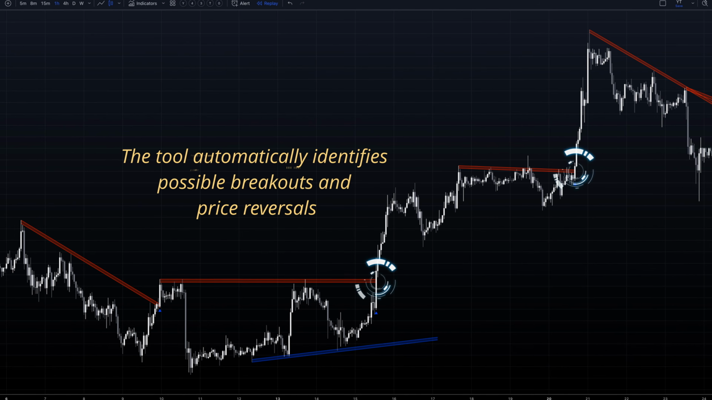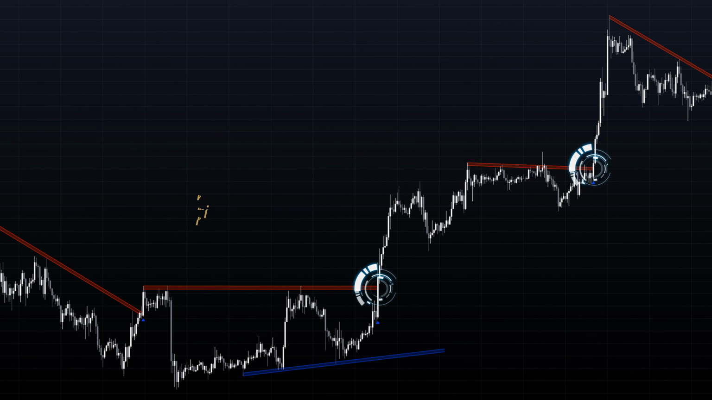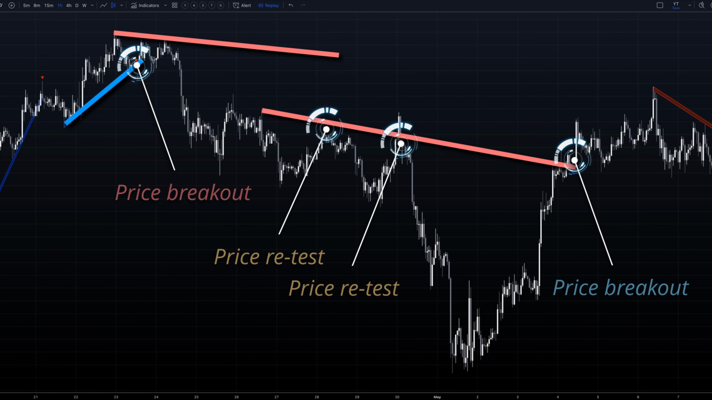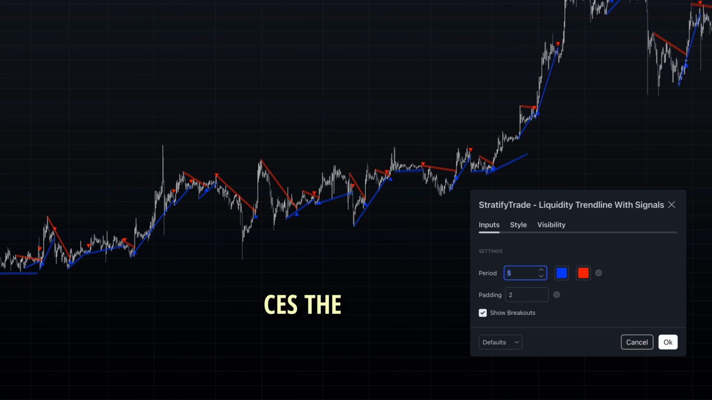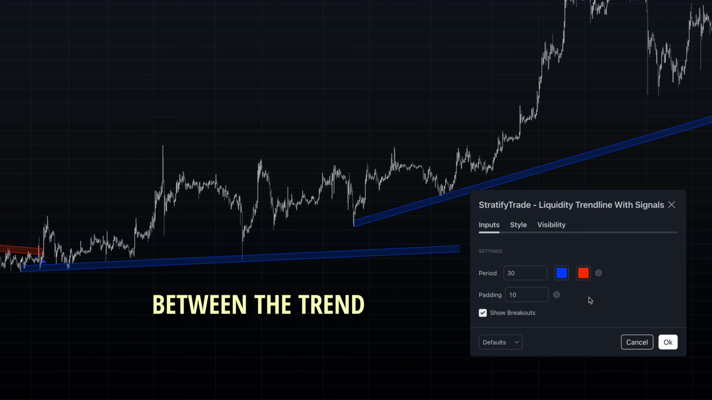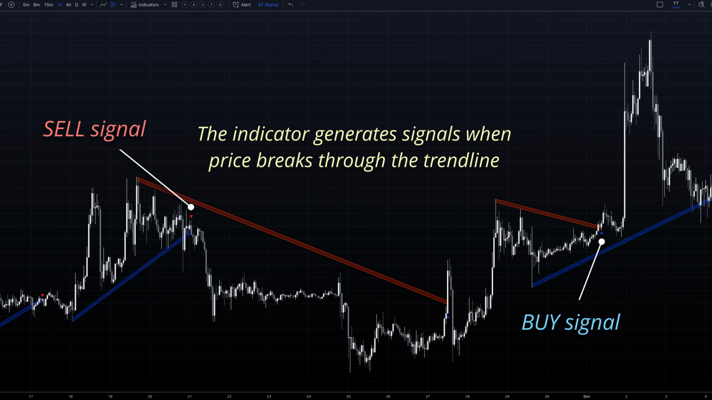This is a tool designed to help traders identify potential market breakouts and reversals by utilizing pivot points to construct trend lines. These trend lines serve as key reference levels, where price movements may either break out or experience a retest. It uses a calculation period, which defines the look-back period to identify pivot points, and this period directly influences the creation of the trend lines. The spacing between these trend lines is controlled through a padding input, allowing traders to adjust the distance between the trend lines for better visualization and analysis. The indicator also includes breakout signals that are plotted on the chart when the price moves beyond a trend line.